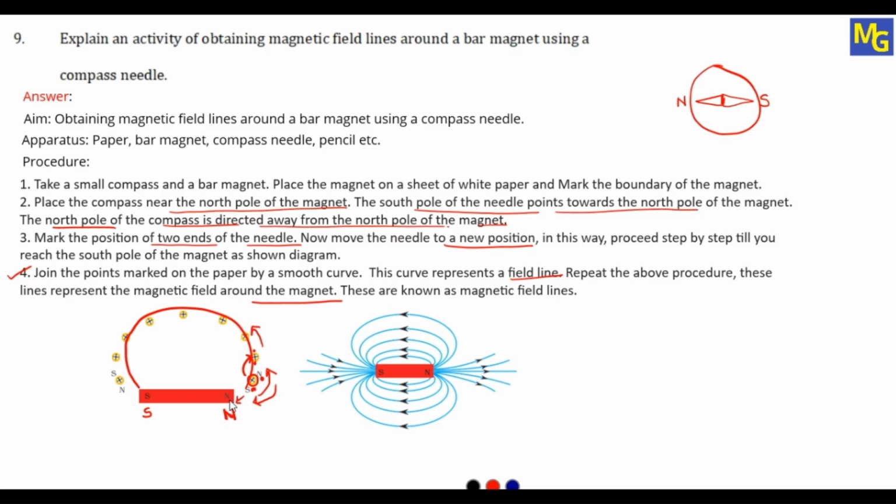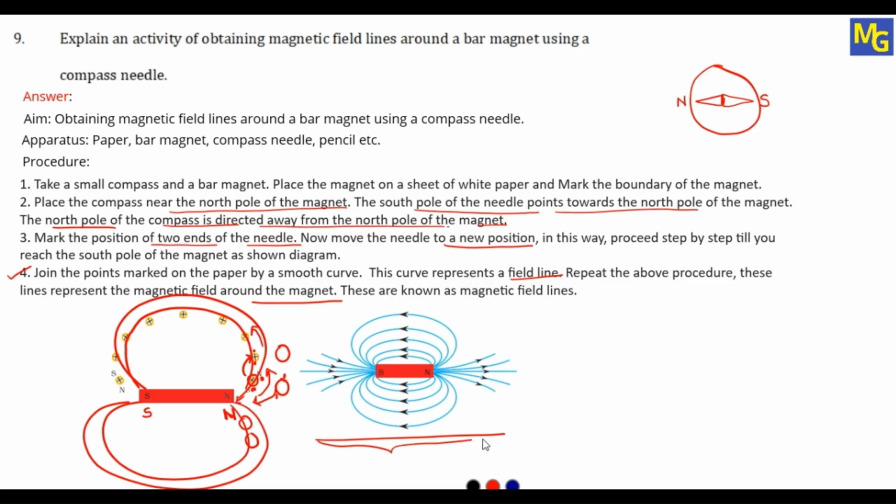So repeat the same procedure again. Now what you have to do? Take your compass needle here and go on repeating the same procedure. You will get one more line like this. Now keep the same magnetic needle on the other side of the magnet and you will get one more curve like this. Again one more line like this, and the diagram will again look like this. So these blue color lines are called magnetic field lines. And this is the answer for this question. We'll move on to the next question.